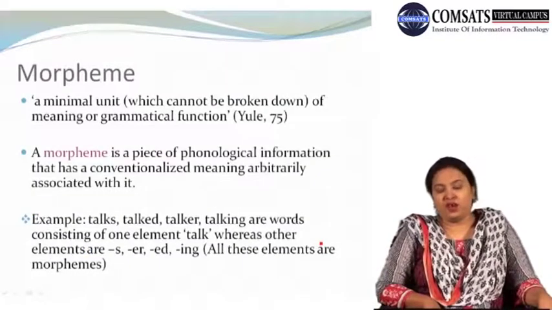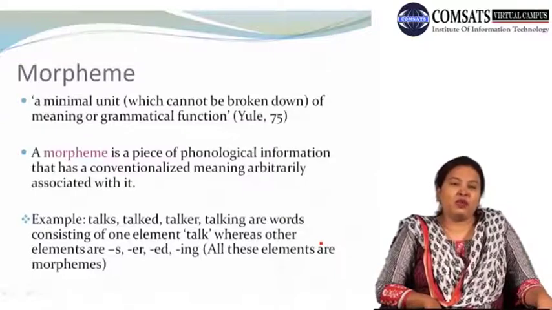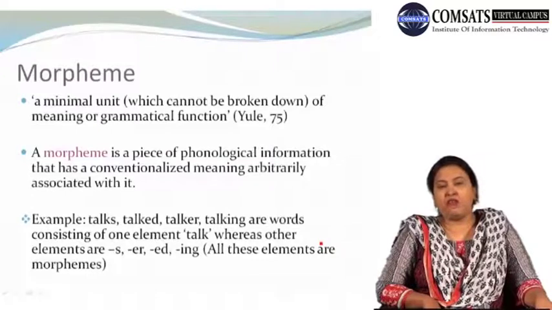There are different definitions for morpheme. The first one is: morpheme is a minimal unit of meaning or grammatical function which cannot be broken down. This is the definition taken from the book of George Yule, The Study of Language, page 75, that with respect to syntactic and grammatical and semantic function, the minimal unit is known as morpheme. Similarly, a morpheme is a piece of phonological information that has a conventionalized meaning arbitrarily associated with it.